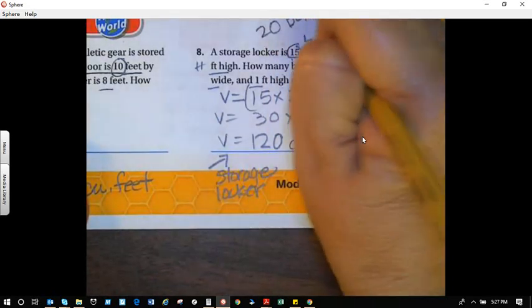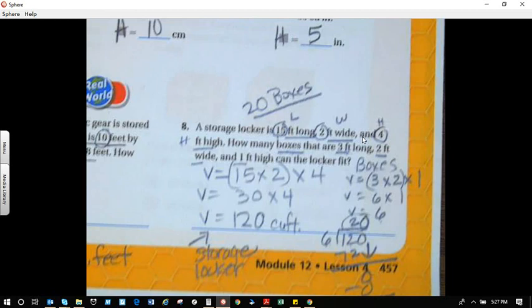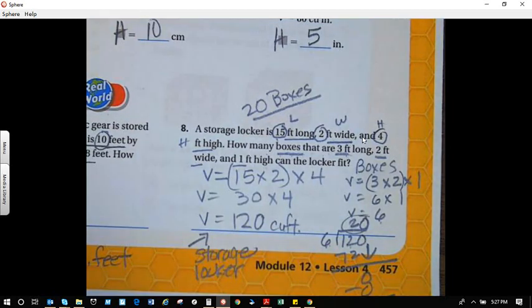So go ahead and try that. If you haven't tried it, give it a shot, because this is a 2-step problem. It's not hard. You just need to make sure that you find the volume of one, then find the volume of the other, and then divide it, not take the difference, but divide it to see how many of those boxes can fit in.